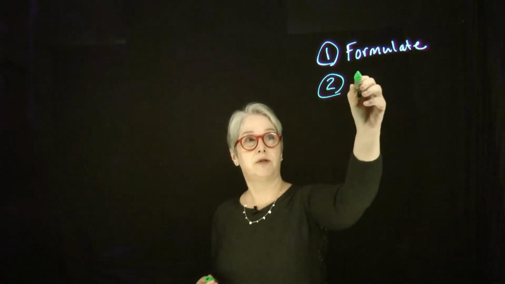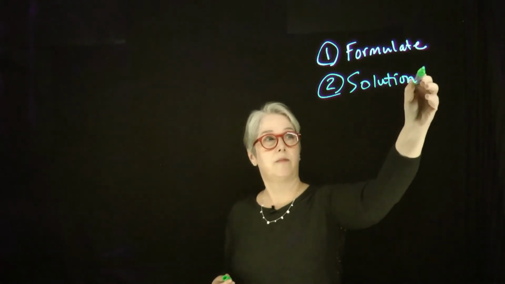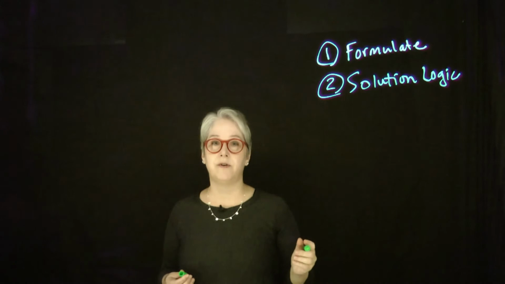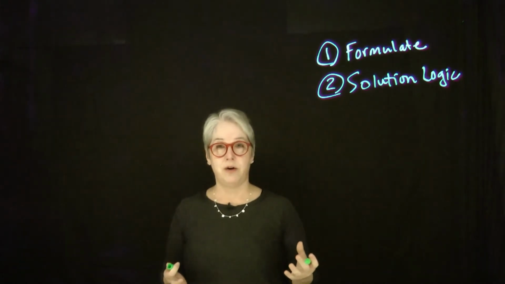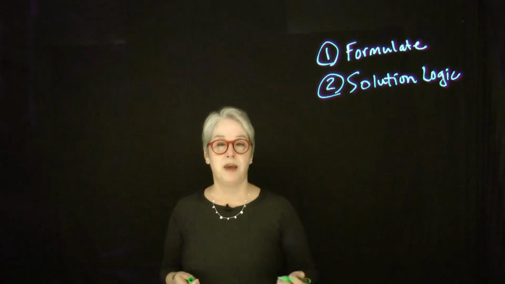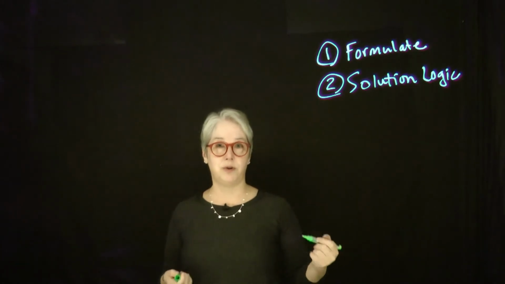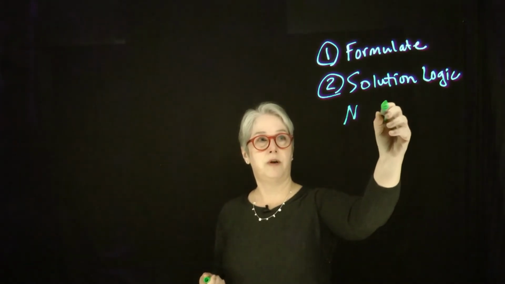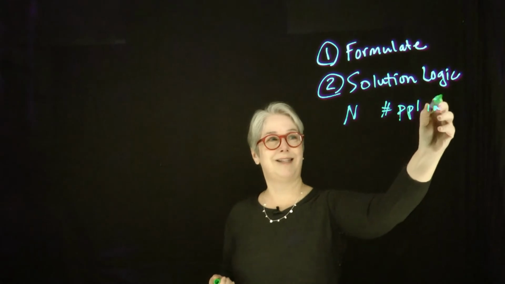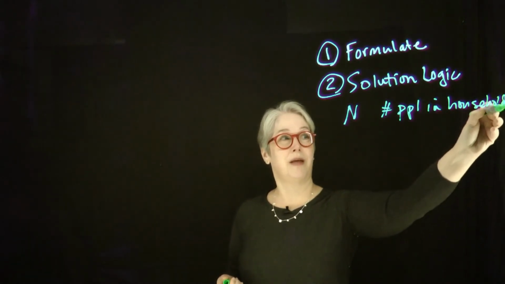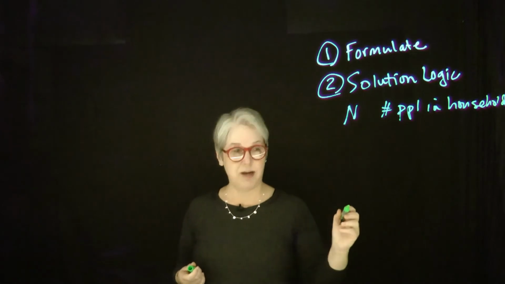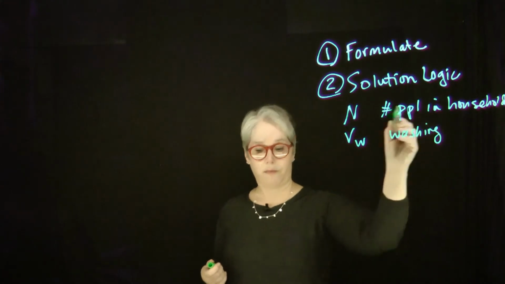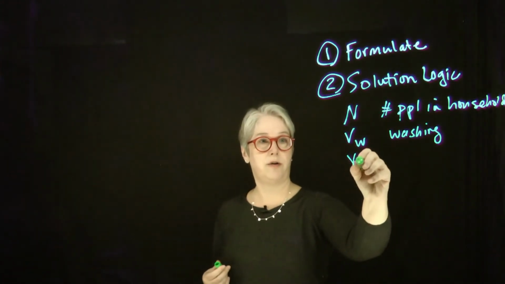Second, you're going to come up with some solution logic. And the way I would suggest you go about this is to ask yourself, what are some key parameters that might go into influencing the answer that I'm looking for? If I'm thinking about how much water does my household use in a year, then I might think about, for example, N, the number of people in the household. That's going to be key. Another one might be the volume of water that's used in washing people, so washing water. Another one might be the volume of water used for drinking.